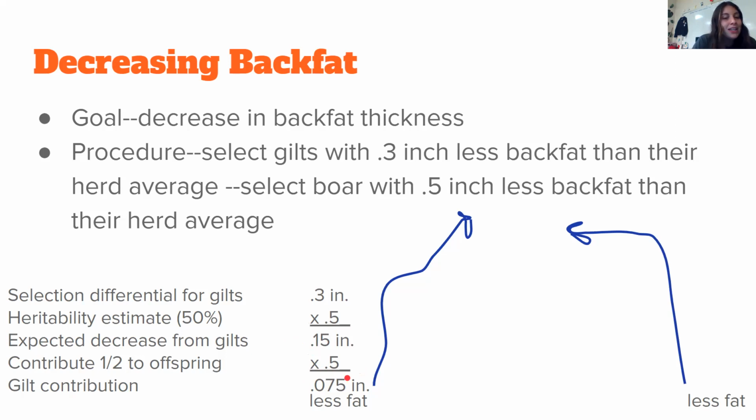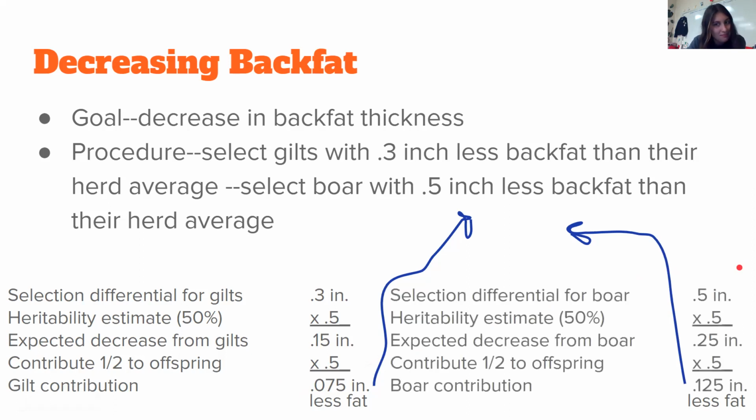But this time it's because offspring can only inherit 50% of their parents' genetics. So you got to multiply by half because the baby is only going to be able to get half of what the mom is offering. So you do that. That's all you really got to do for the girl side. Then you got to do it again for the boys, for the boars.